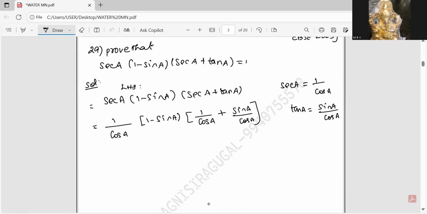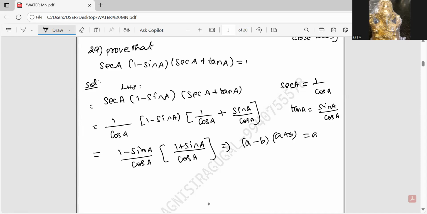Take LCM, the denominator is the same. So we get (1 − sin A) divided by cos A into (1 + sin A) divided by cos A. The numerator is (A − B) into (A + B), using the identity (A − B)(A + B) equals A square minus B square. So we get the answer A square minus B square: (1 − sin square A) divided by cos square A.